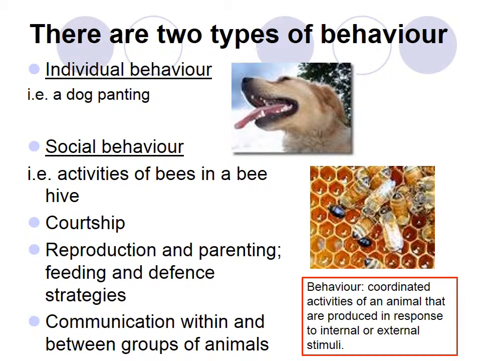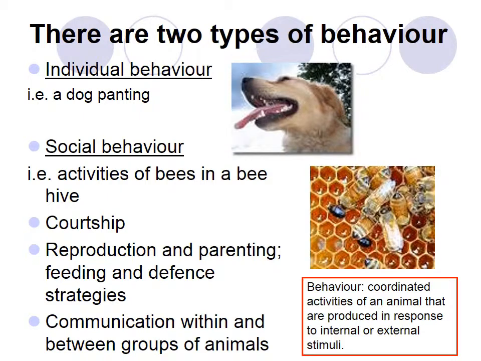So there are two types of behavior that we're going to be talking about. We're going to be looking at individual behavior, which is one animal by itself, and the example for that would be a dog panting. And then the other type of behavior is social behavior. The examples here are things like courtship for reproduction, parenting, so feeding and defense strategies of their offspring, and communication within animals, and also between groups of animals.